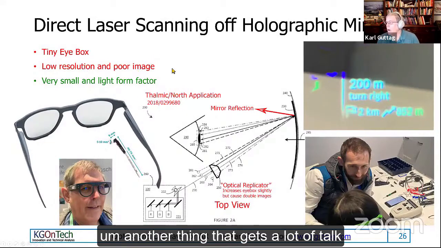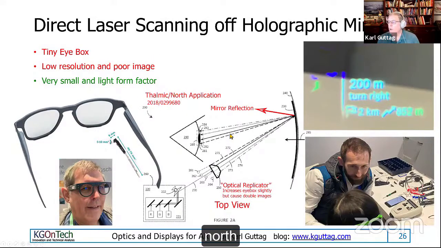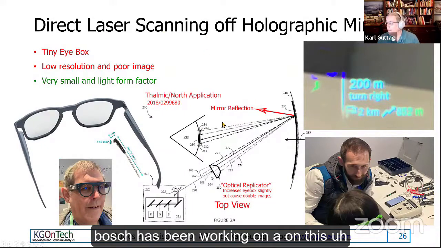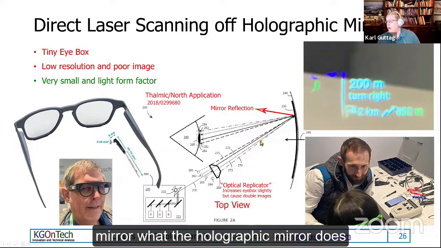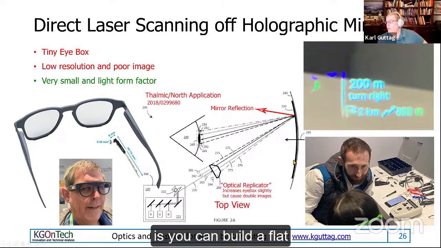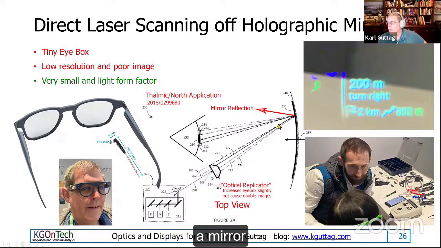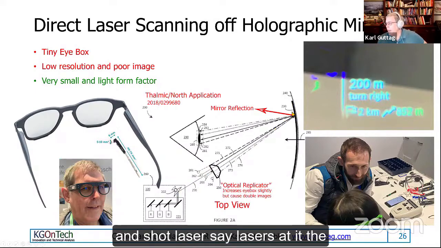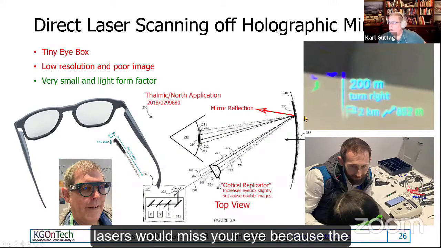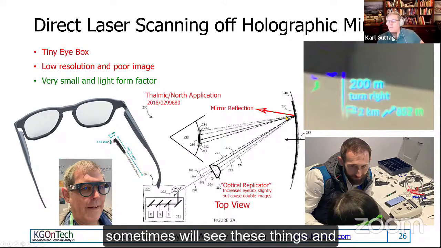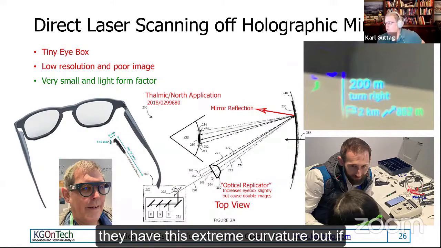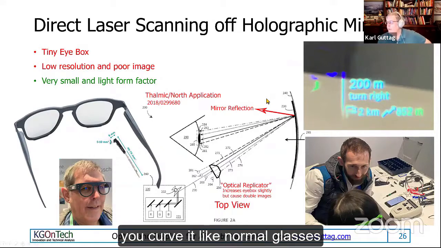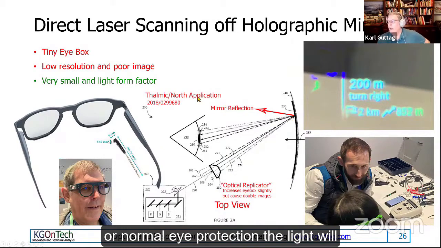Another thing that gets a lot of talk: Google just bought out what was left of North. Bosch has been working on this. What they're looking at is direct laser scanning off a holographic mirror. What the holographic mirror does is you can build a flat surface or even a slightly curved surface. But if you just metal coated this thing like a mirror and shot lasers at it, the lasers would miss your eye because of the curvature of this thing. Actually, there's a company, Cellid, that has a product with this extreme curvature. But if you curve it like normal glasses or normal eye protection, the light will miss your eye.